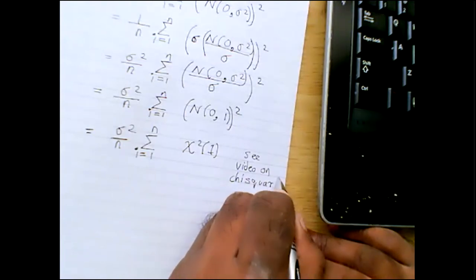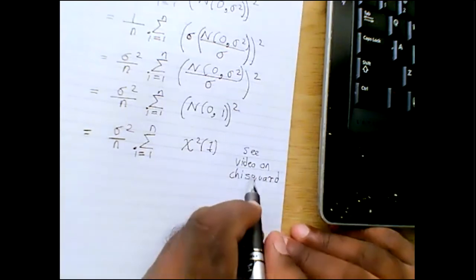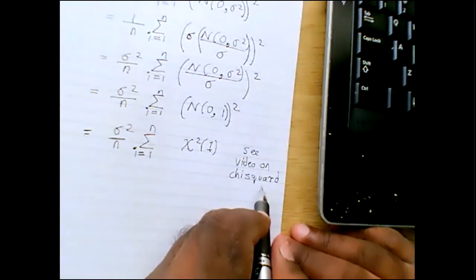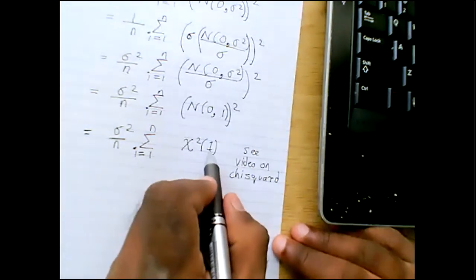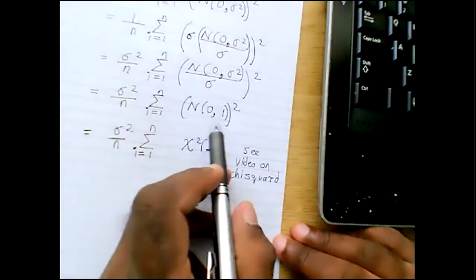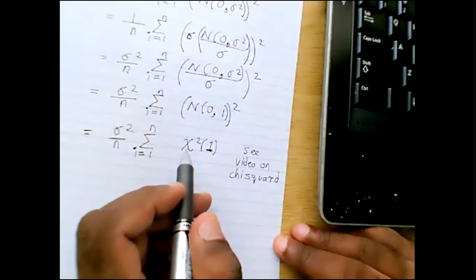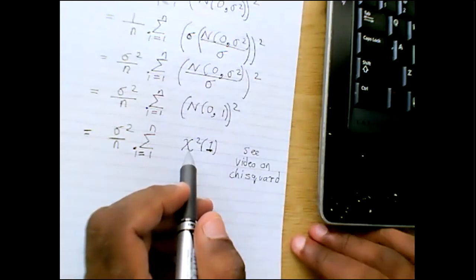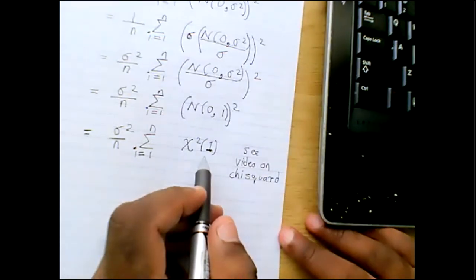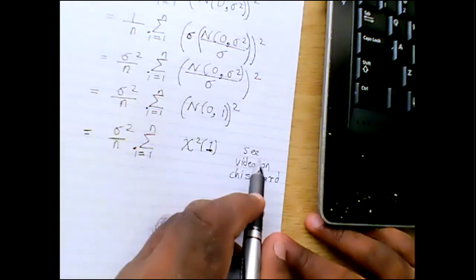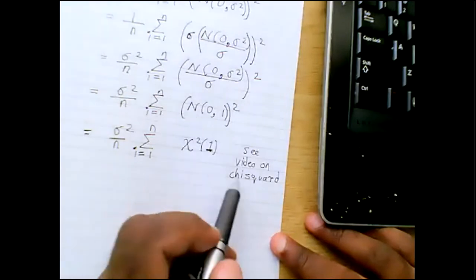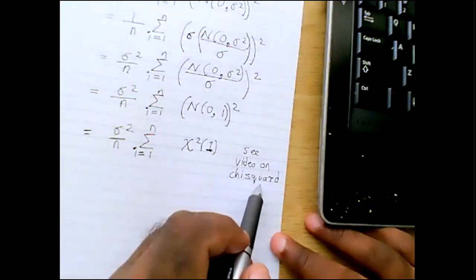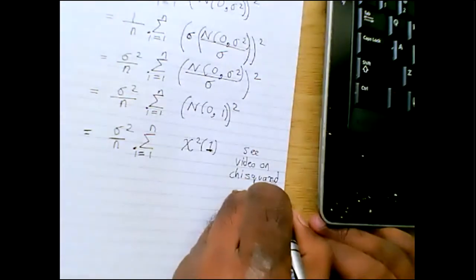You might have forgotten now, but if you look at the video on chi-squared, which we covered some time ago, one of the properties I mentioned is that if you square a standard normal, what you get is a chi-squared with 1 degree of freedom. If you already forgot it, please look at the video on the chi-squared distribution.